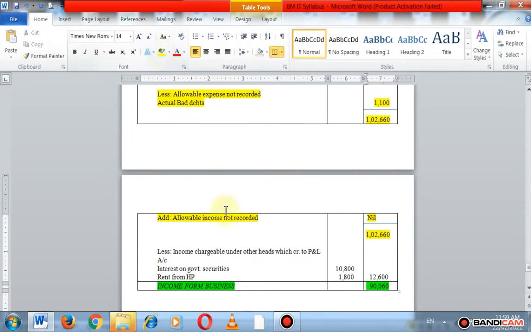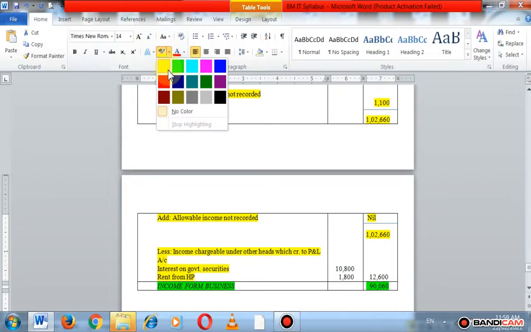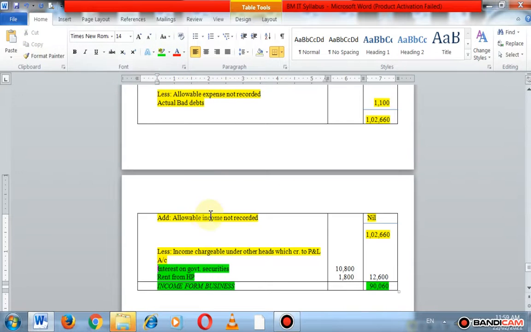1,02,660 रुपये. त्यातून लेस आपण करणार आहे जे इन्कम चार्ज केलेत अदर हेड्सचे ते. ओके, आणि कुठं लिहिलेले असतील, क्रेडिट साईडला प्रॉफिट अँड लॉस अकाउंटच्या. तर तिथे दोनच इन्कम आहेत अदर सोर्सचे, ते म्हणजे इंटरेस्ट ऑन गव्हर्नमेंट सिक्युरिटीज आणि रेंट फ्रॉम हाऊस प्रॉपर्टी. 10,800 आणि 1,800 टोटल आली 12,600. ते 12,600 मी डिडक्ट केले नेट प्रॉफिटमधून.